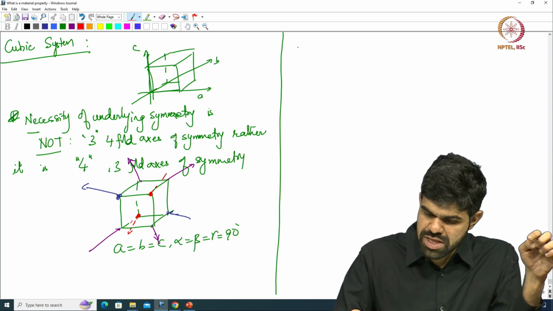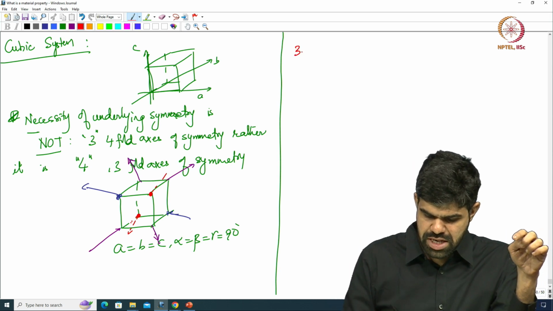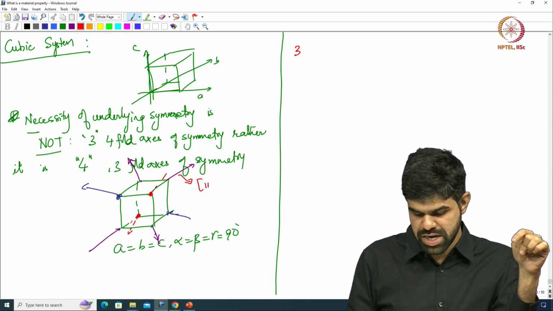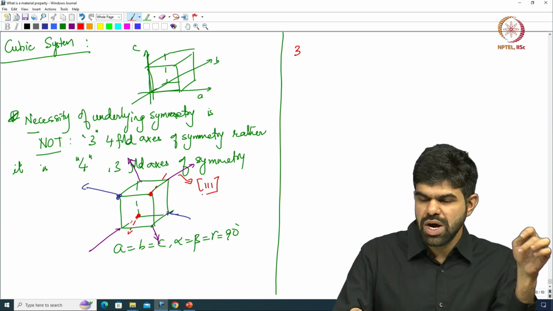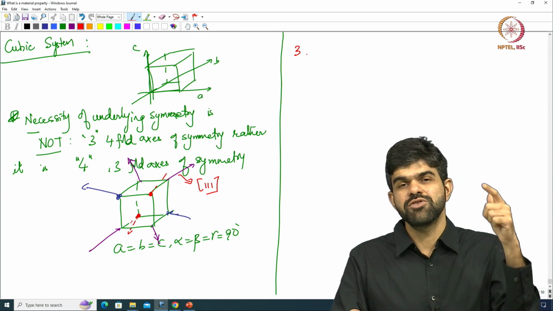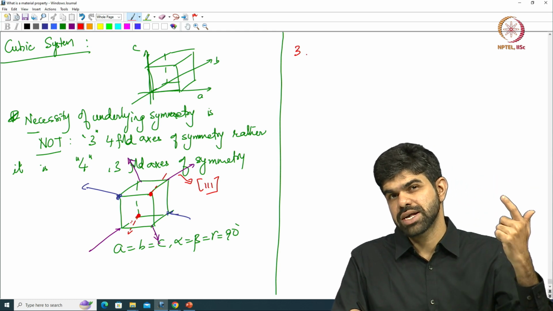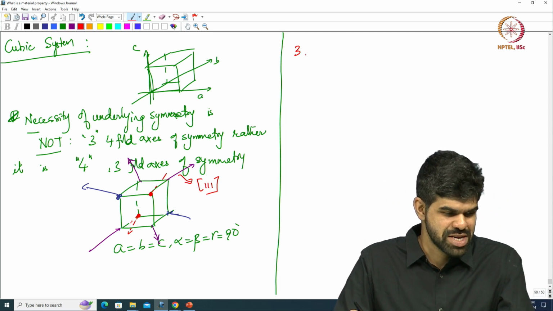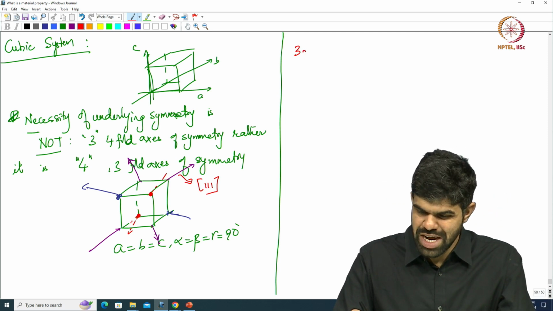Now, if I have a threefold axis of symmetry, these directions, as per Miller indices, are the 1 1 1 directions of a cube. So, there are 4 threefold axes of symmetry, but about the 1 1 1 axes of the cube, not about the 1 0 0 axes. So, I am going to use that matrix.